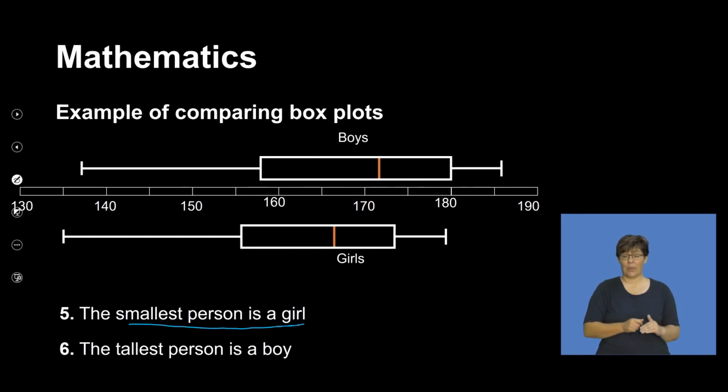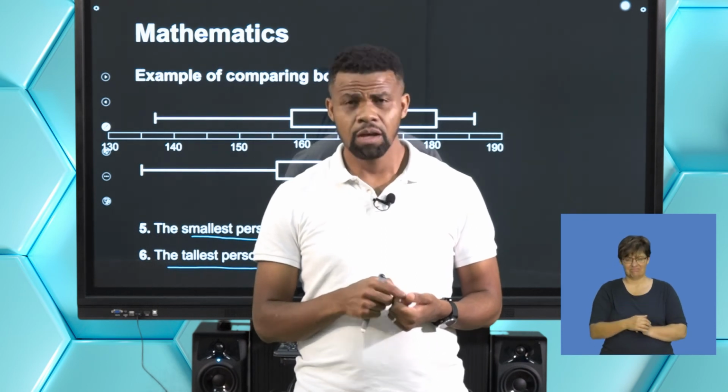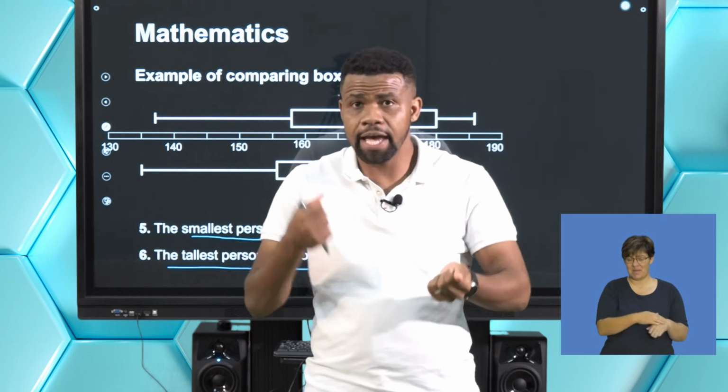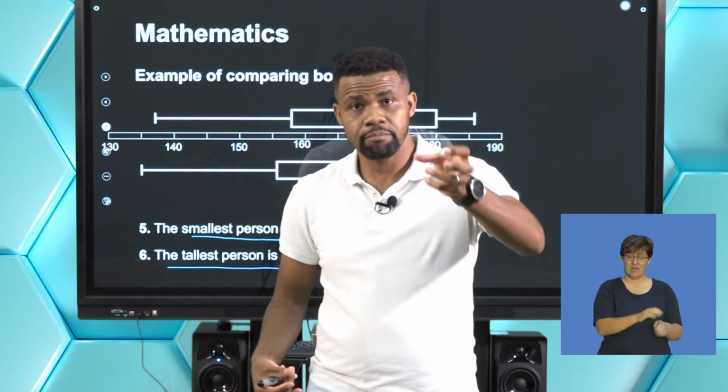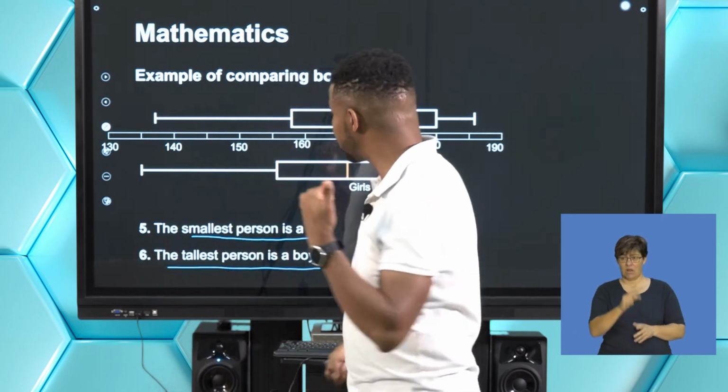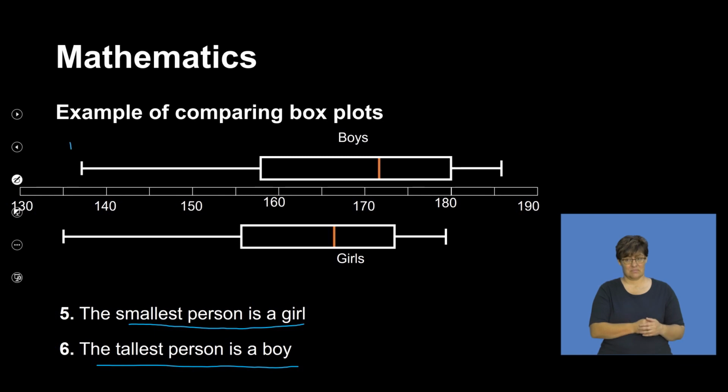Is the smallest person a girl and the tallest a boy? By looking at the whisker plot, we'll have to look at the minimum and the maximum. And remember, the whisker plots represent the five-number summary, where we have the minimum and the maximum. So if we look at the minimum, the smallest in terms of height is somewhere there, it's a girl. I was making a mistake. So the smallest is a girl. Are we together?